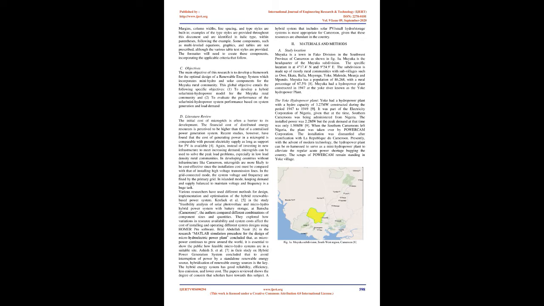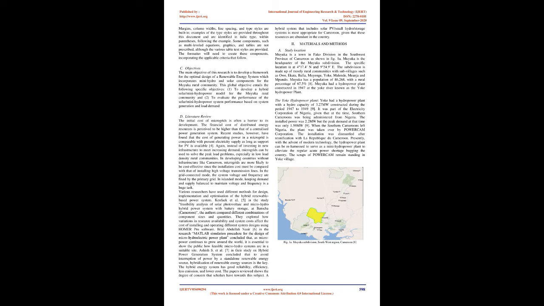production from renewable sources. This template, modified in MS Word 2007 and saved as a Word 97 to 2003 document for the PC, provides authors with most of the formatting specifications needed for preparing electronic versions of their papers. All standard paper components have been specified for 3 reasons: 1. Ease of use when formatting individual papers, 2. Automatic compliance to electronic requirements that facilitate the concurrent or later production of electronic products, and 3. Conformity of style throughout a conference proceeding. Margins, column widths, line spacing, and type styles are built in. Examples of the type styles are provided throughout this document and are identified in italic type, within parentheses, following the example. Some components, such as multi-leveled equations, graphics, and tables are not prescribed, although the various table text styles are provided. The formatter will need to create these components, incorporating the applicable criteria that follow.